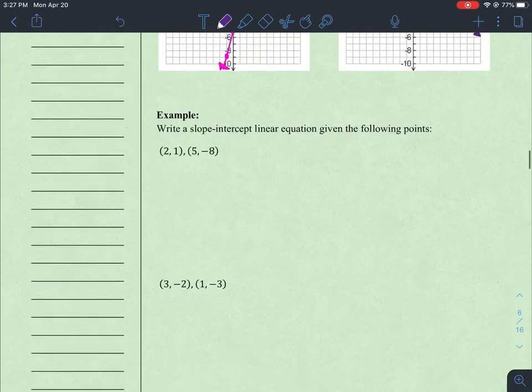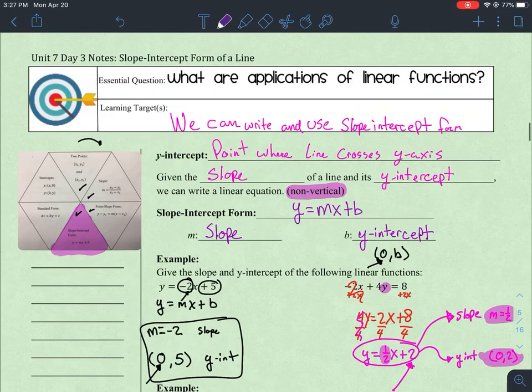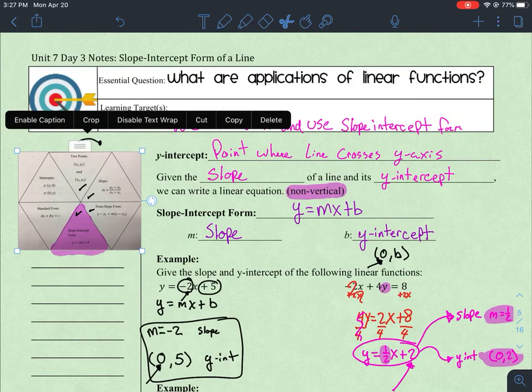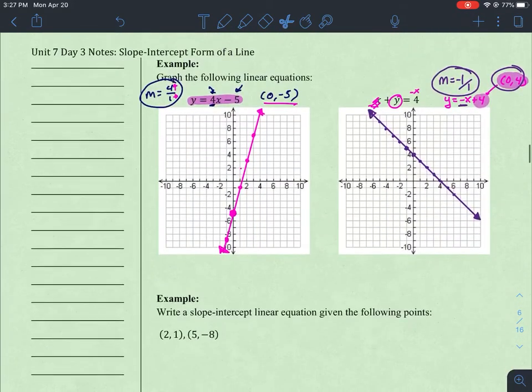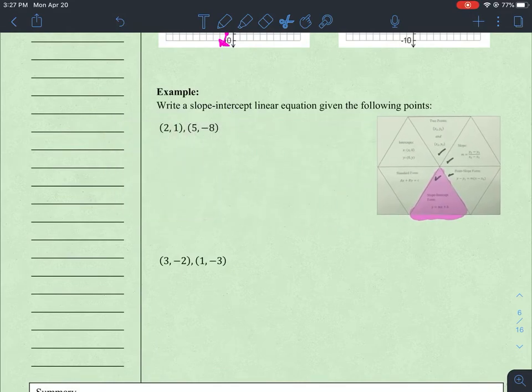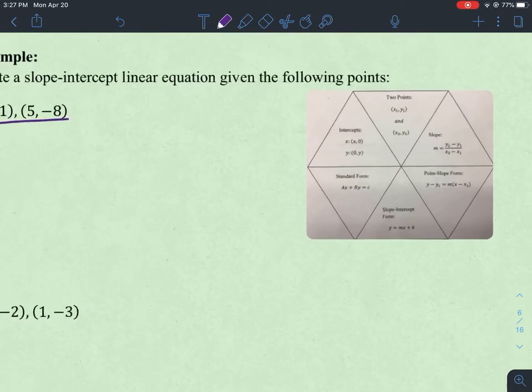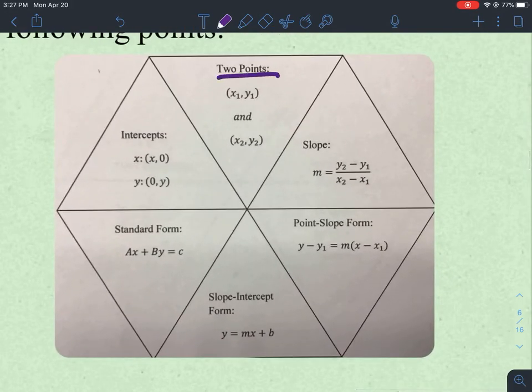Last piece of the puzzle here, write a slope-intercept linear equation given the following points. So now this is going to go back to what we had before, and I'm going to go ahead and grab this hexagon here and just copy it down, because what you're going to end up seeing is that we're going to start at 2 points. So we've got these 2 points right here. We're going to start at 2 points.